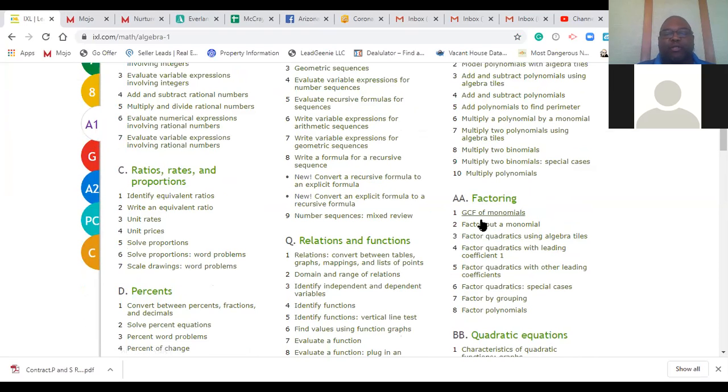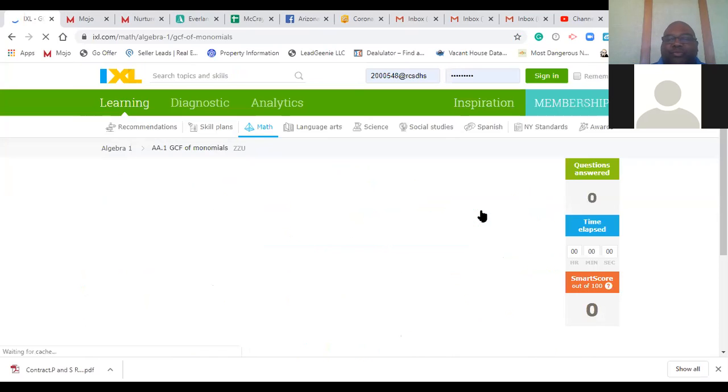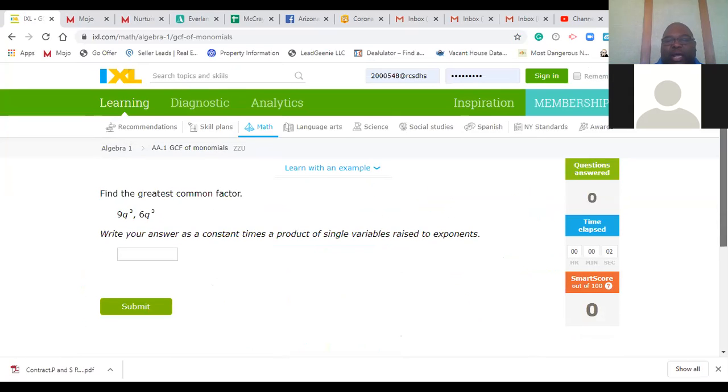And so have you ever been on this website before? Okay. Have you ever been on the website? This one? No. Okay. So this is how it feels when you go into it. It'll give you a questions answered, and it'll give you a time lapse. Again, it'll allow you to do 50 questions per day without logging in.